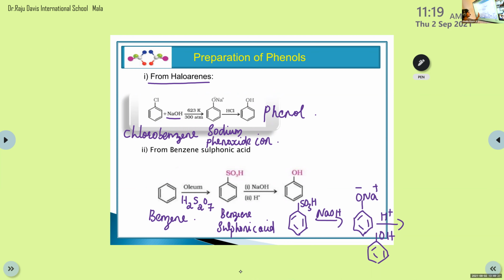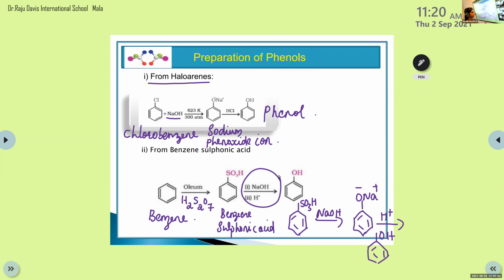Clear, children? First, the benzene is reacted with oleum to form benzene sulfonic acid. Then this benzene sulfonic acid reacts with sodium hydroxide to form sodium phenoxide ion. Then again on acidification of the sodium phenoxide ion, phenol is formed. The two reagents are included in the same step. So you should already have understood that from the reaction of NaOH with benzene sulfonic acid, sodium phenoxide ion is formed. Then after the acidification of sodium phenoxide ion, phenol is formed.